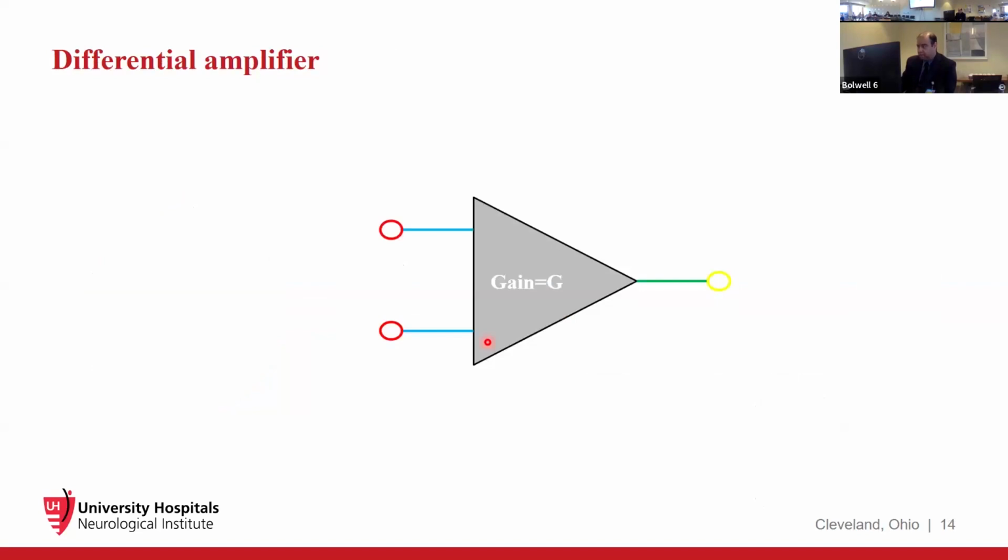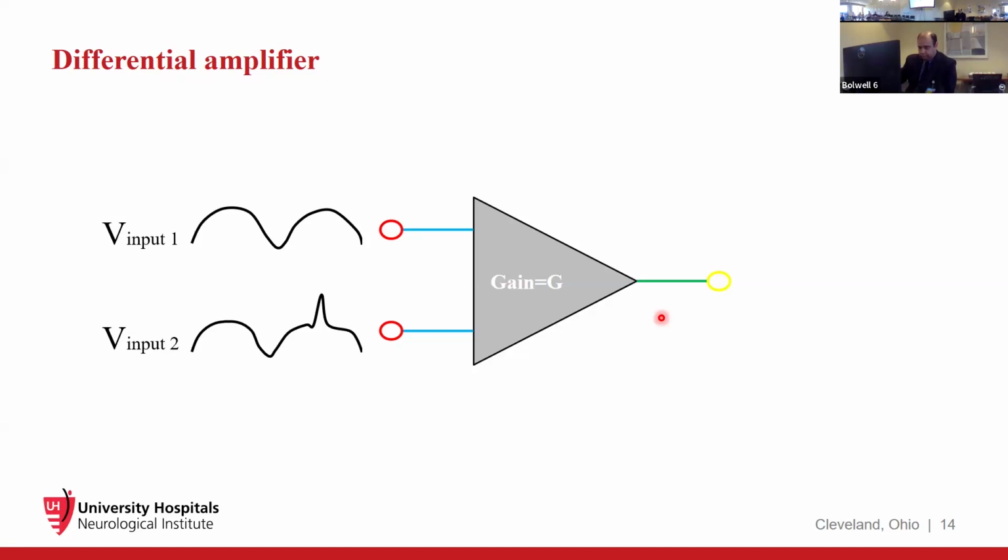So let me show you an example. Let's say this is your differential amplifier, which has a certain gain of G. These are the two inputs, and this is your output. This is the first input voltage. This is the second input voltage. What do you think the output is going to look like?